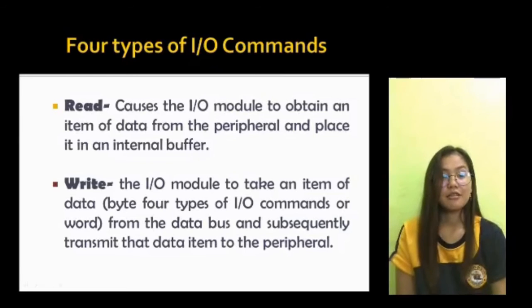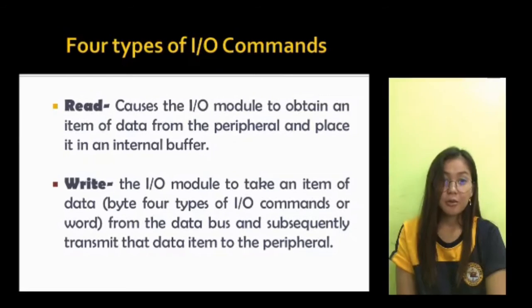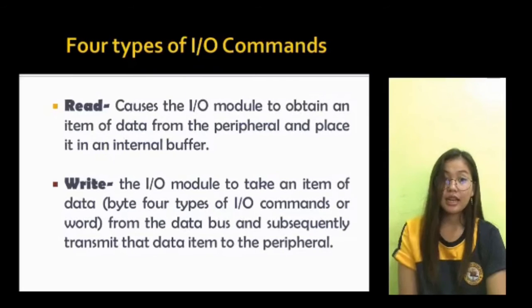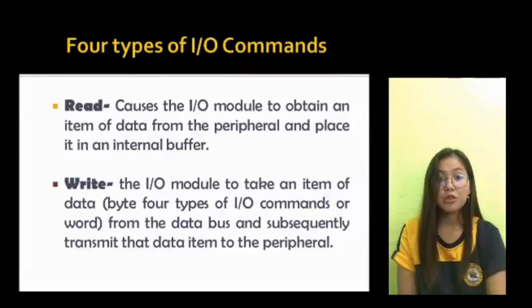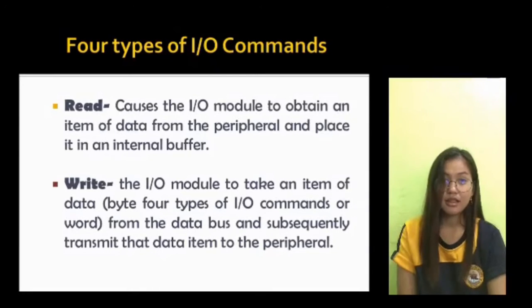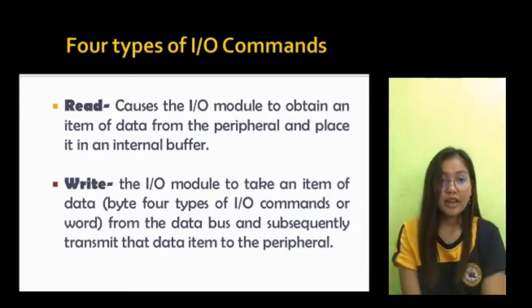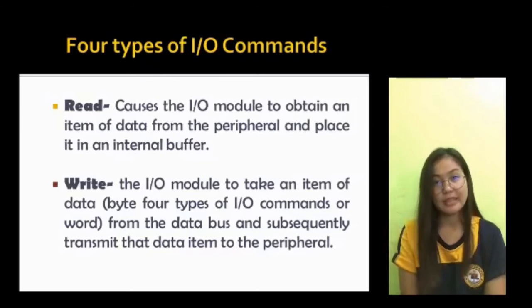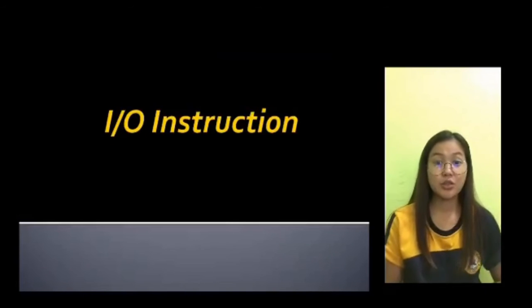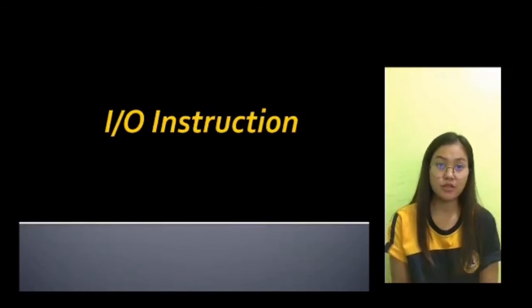Third, read. Read causes the I/O module to obtain an item of data from the peripheral and place it in an internal buffer. The processor can then obtain the data item by requesting that the I/O module place it on the data bus. Last is write. Write causes the I/O module to take an item of data from the data bus and subsequently transmit that data item to the peripheral. And now let's proceed to input or output instruction.